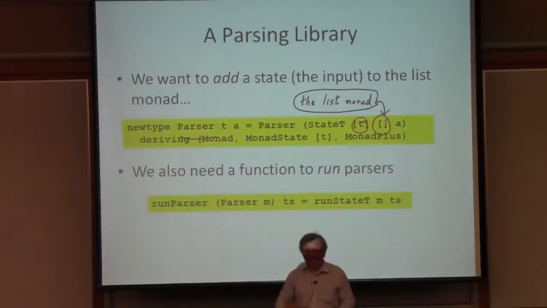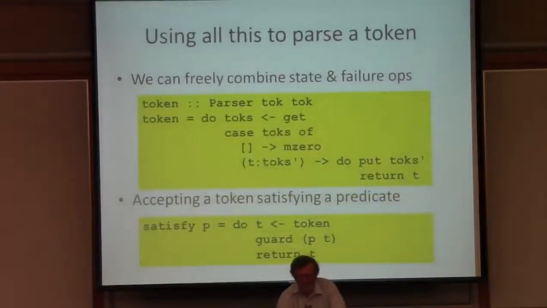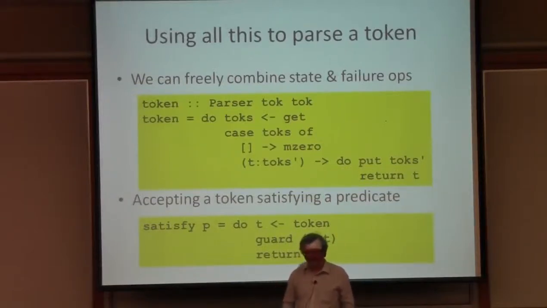Okay, and then finally, as I introduce the parser type, I'll also need a function for running the parser, and there it is. But we don't need to look at that in detail. So now I've got a parser monad that has state operations, failure operations, alternative operations, and I can just freely use them together to define the parsing functions that I want.